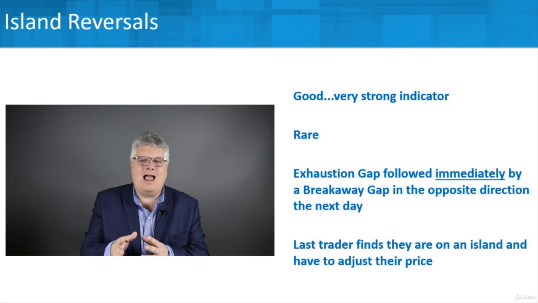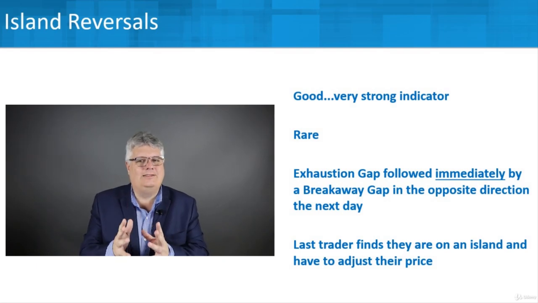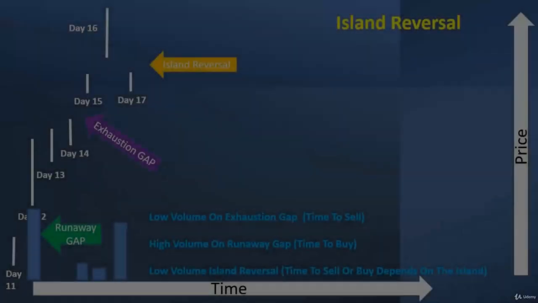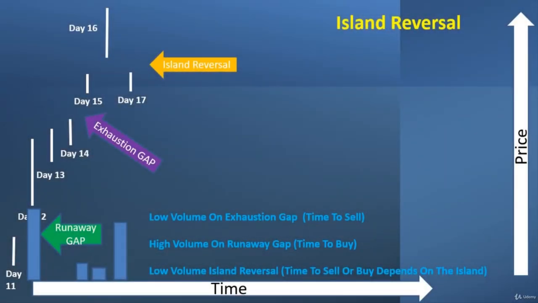So let's take a look at these island reversals and how to recognize them in a more understandable graphic manner. To identify these island reversals, you're going to need an exhaustion gap, right? We know from day 14 to day 15 that we were looking at an exhaustion gap. We saw that our volume was not going up. They should have had a real spike in volume there. It actually went down between day 14 and 15. So we know we're running out of steam, and that is our exhaustion gap.